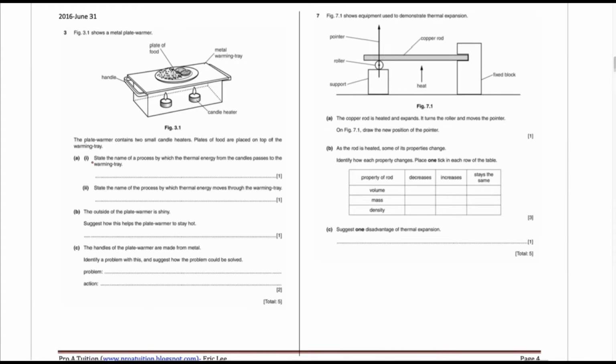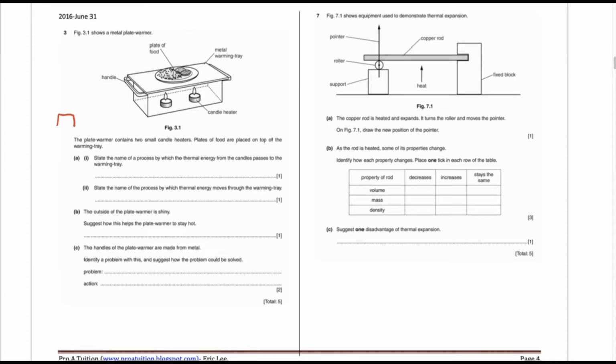Part A1. State the name of a process by which the thermal energy from the candle passes to the warming tray. So how does the heat go up to the tray? Can I put conduction? You have three choices: conduction, convection, and radiation. Conduction, they don't accept, because the question says pass to the warming tray.